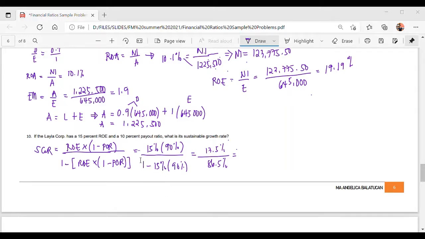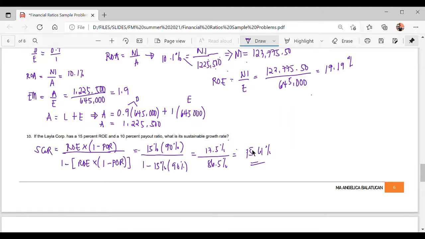How did you get 13.5%? That's only the numerator. Okay, can we check the formula for sustainable growth rate? The numerator first is ROE times B, and B is your retention ratio or the plowback ratio. But the alternative is 1 minus dividend payout. That's why we have this 1 minus payout ratio. Okay, so 13.5% divided by 86.5%, so that is 15.61%.